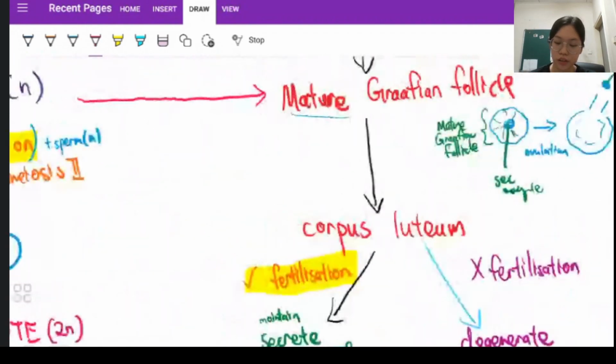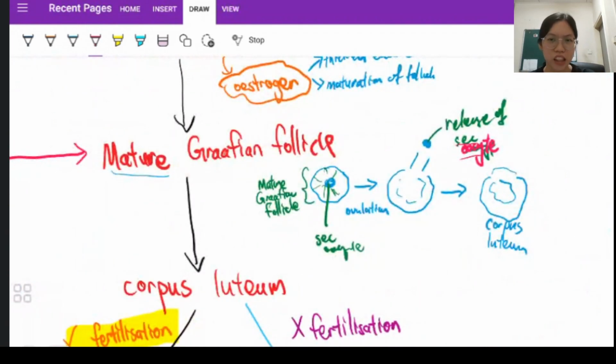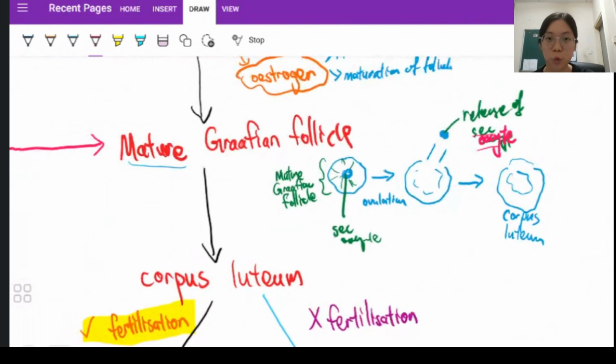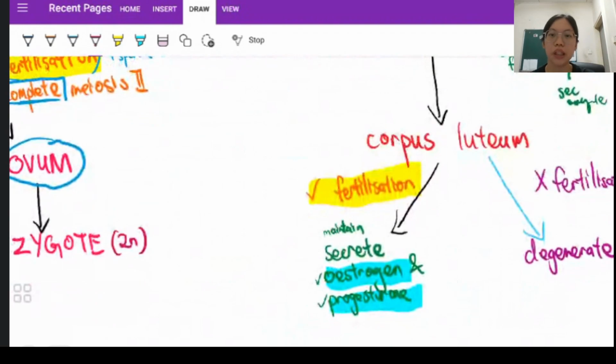At the same time, the corpus luteum right here, what do they actually do? They still play their role when fertilization occurs. Why? Because you need to prepare for the implantation of the embryo, right? So in your uterus, you need to maintain the endometrium thickness and enrich it with blood vessels. All of these are required for these two hormones, estrogen and progesterone, to stimulate it, to maintain the endometrium thickness to prepare for the embryo implantation.